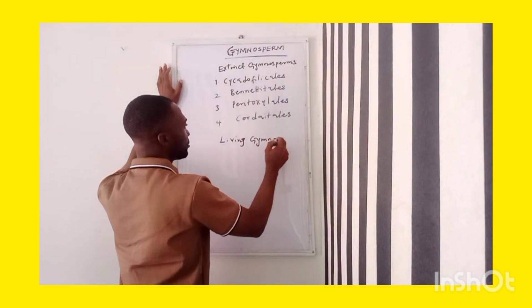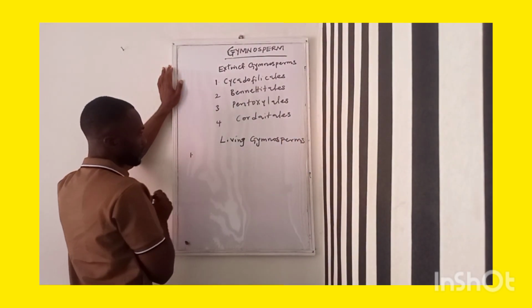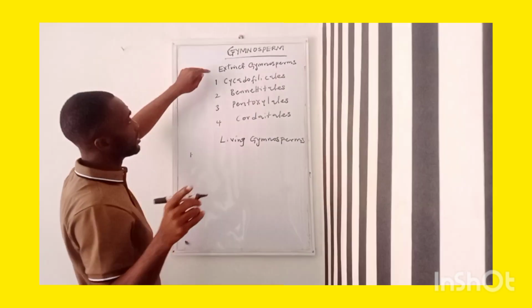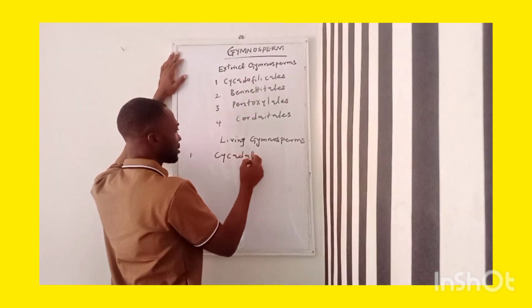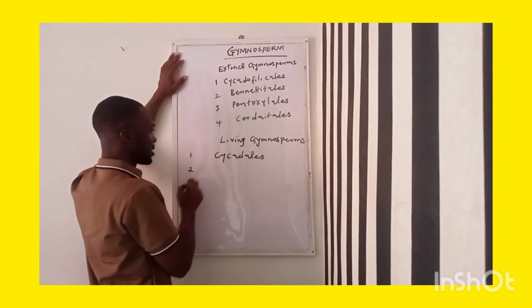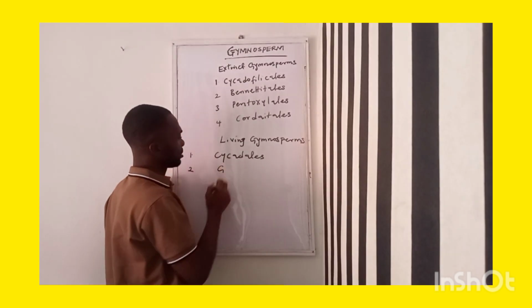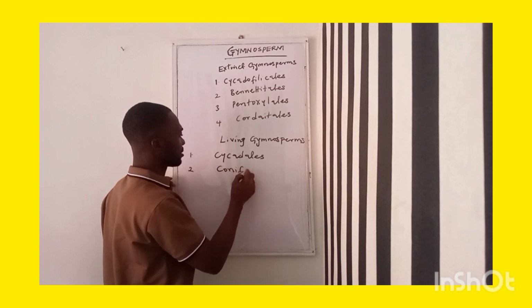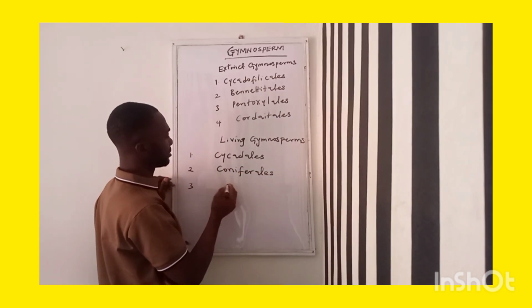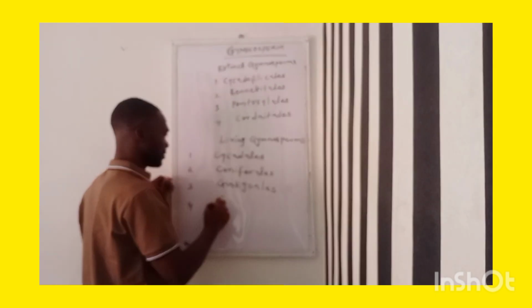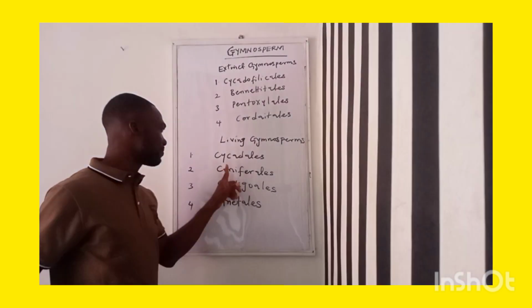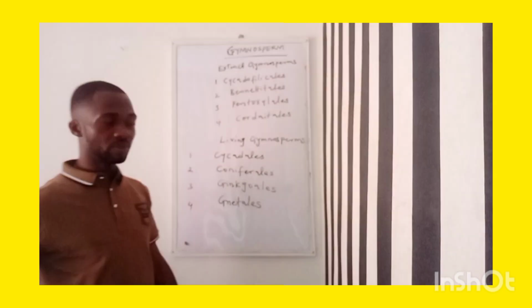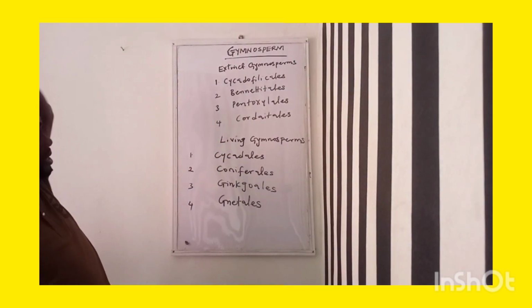Then let's look at living gymnosperms. For living gymnosperms, I have the first one as, remember, Cycadales. Cycadales are found under the first class Cycadopsida. All these are exam questions. You have to note them. The second one is Coniferales. The third one is Ginkgoales. Then the fourth one is Gnetales. Cycadales, Coniferales, Ginkgoales, and Gnetales. So these four are the living gymnosperms. These ones are the extinct gymnosperms.